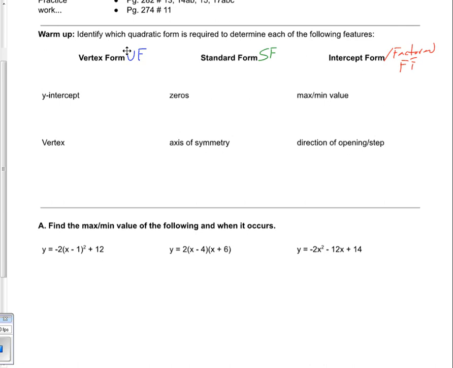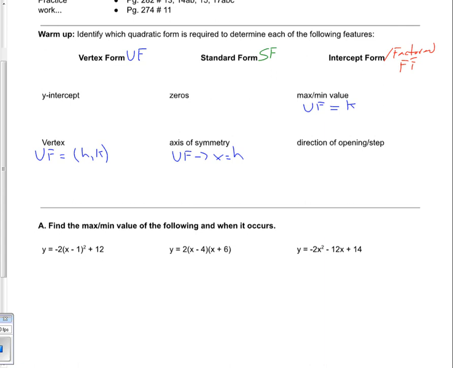So let's go through and identify everything we can figure out from the vertex form, just by way of quick review. So y-intercept, can't get that from the vertex form. Zeros, can't get that from the vertex form. Max value, we can get that from the vertex form. That's the optimum value, and it's actually equal to the k value. The vertex, absolutely, we can get that from vertex form of the equation, and that's equal to the h, k values. The axis of symmetry, yep, you can get that also from vertex form, and that happens when x is equal to the h value.